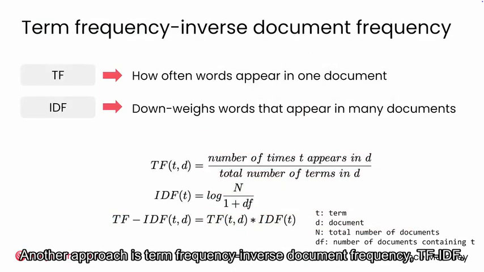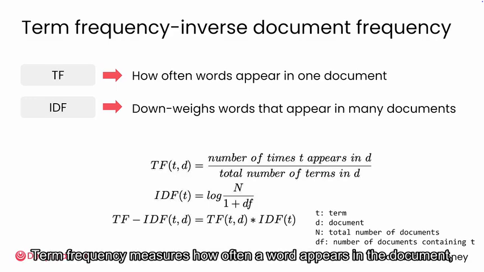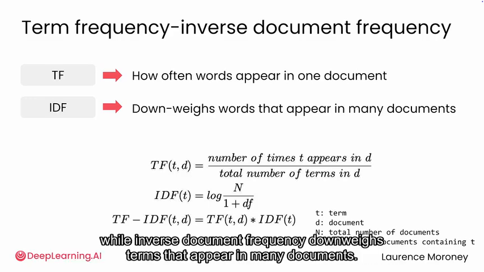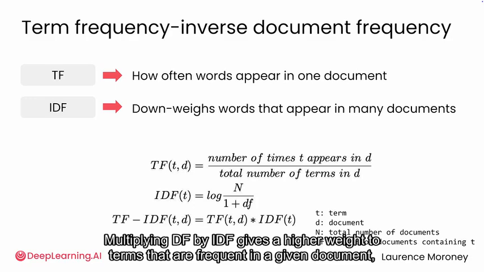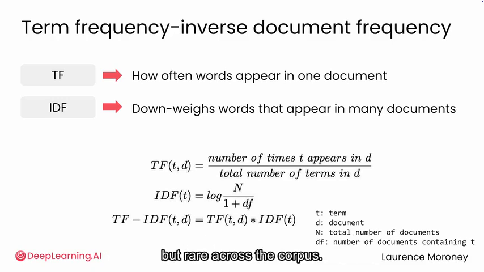Another approach is term frequency inverse document frequency, TF-IDF. Term frequency measures how often a word appears in the document, while inverse document frequency downweighs terms that appear in many documents. Multiplying TF by IDF gives a higher weight to terms that are frequent in a given document but rare across the corpus.